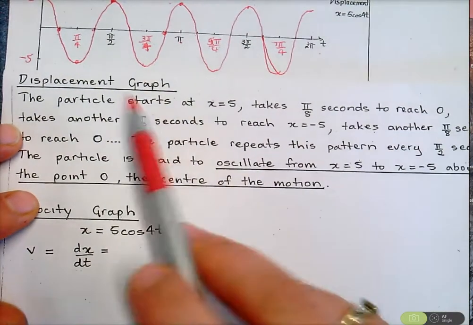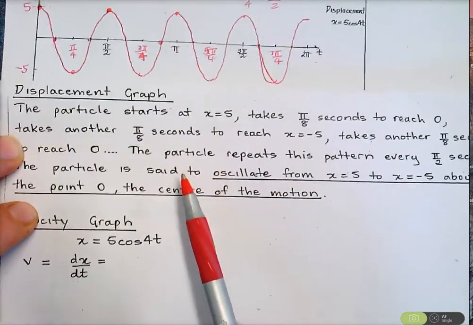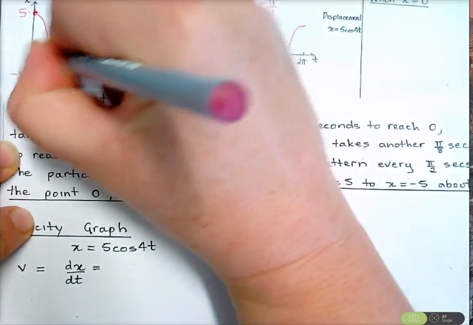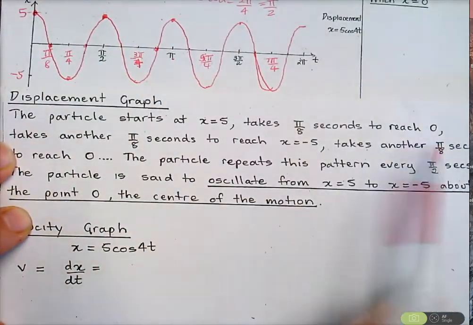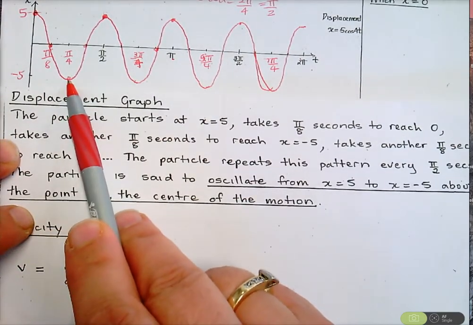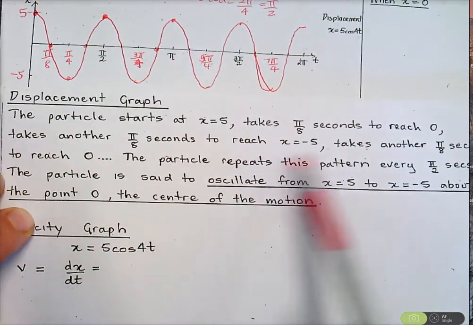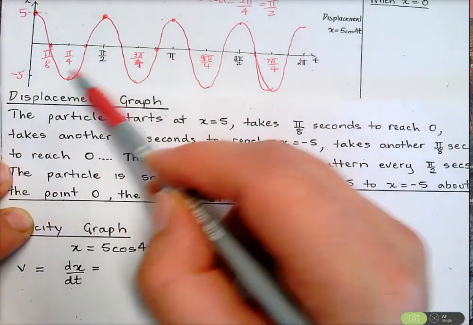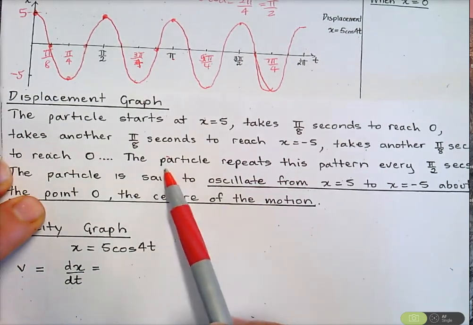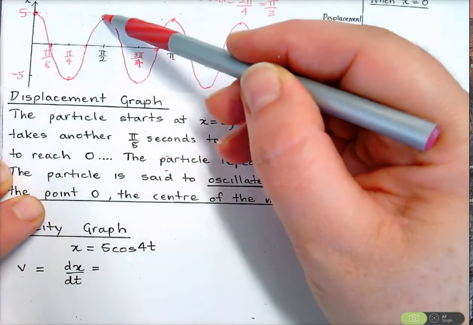The particle starts at x equals 5. We good with that? It takes pi on 8 seconds to reach the origin. It takes another pi on 8 seconds to reach x equals negative 5, because these go up by pi on 8s. It takes another pi on 8 seconds to reach the origin, or 0. And the particle repeats this pattern.